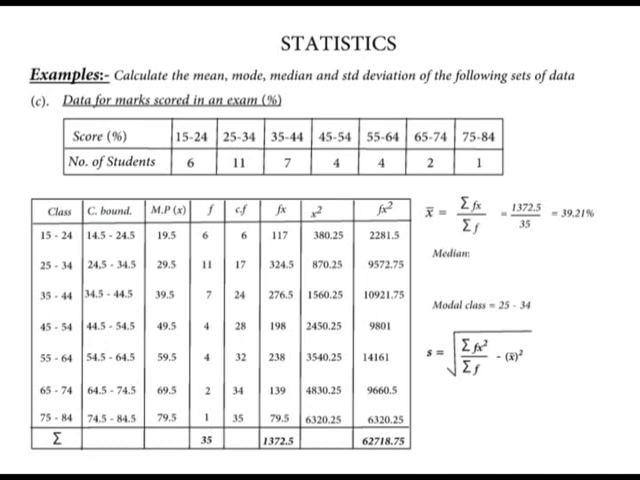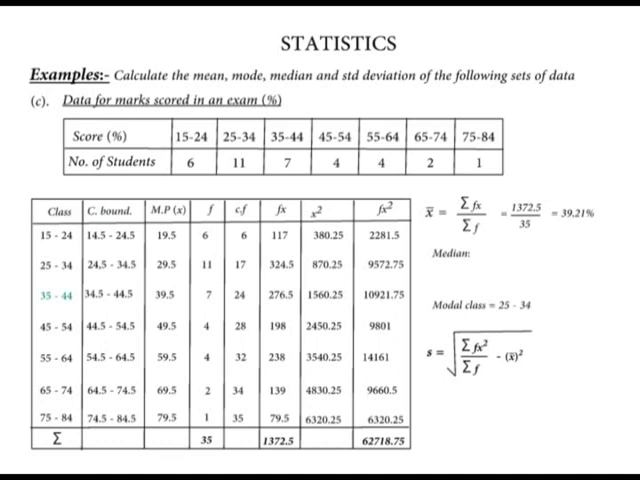Median. We have 35 observations from the cumulative frequency. The median lies in position 18. Now, up to the class of 25 to 34, there are 17 observations. So we need one more observation to get to the median class. That observation is in the next class, 35 to 44. This is the median class.